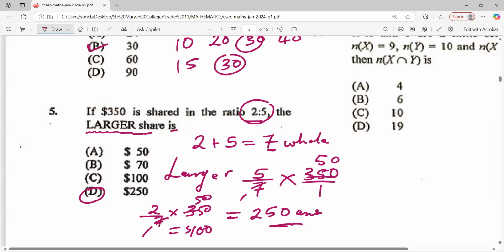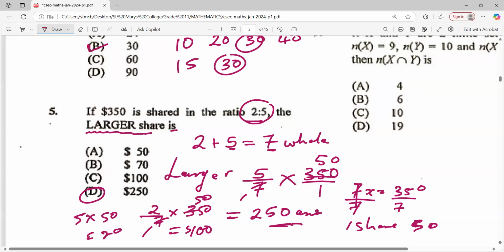We could have said that since it's a total of 7 shares and the total is 350, 1 share would be equal to 350 divided by 7. So 1 share is $50. And then, of course, 5 shares would have been 5 times $50, which is $250. And of course, 2 shares times the 50 will give you the 100. So there is more than one way to look at it, guys.